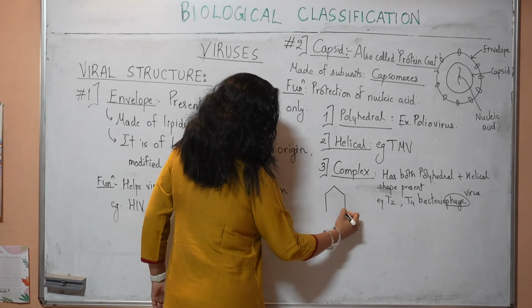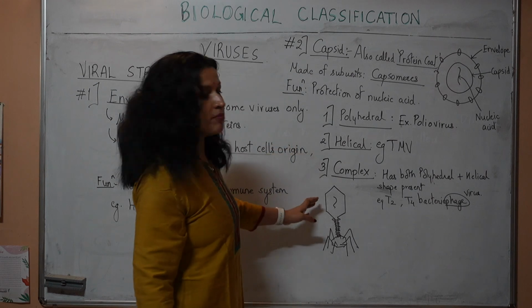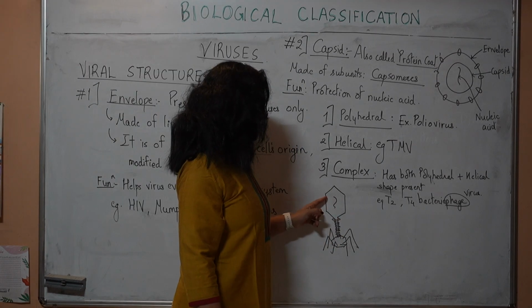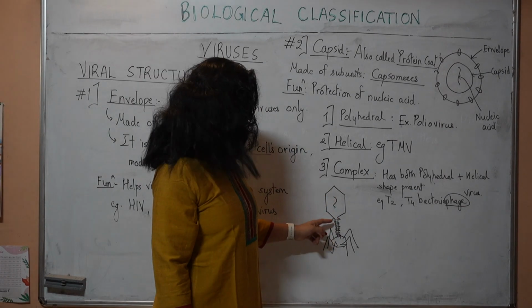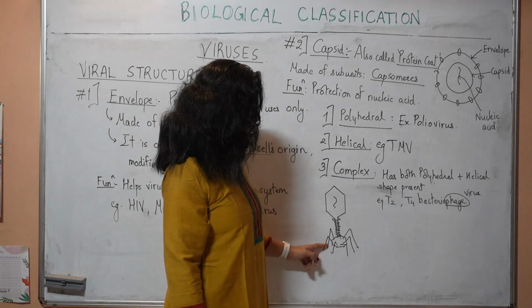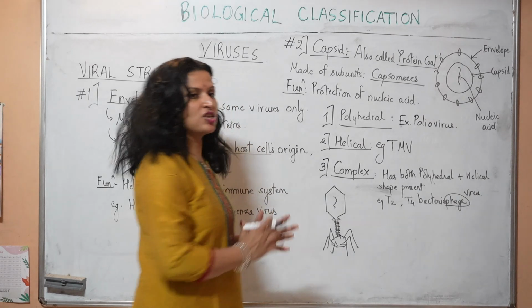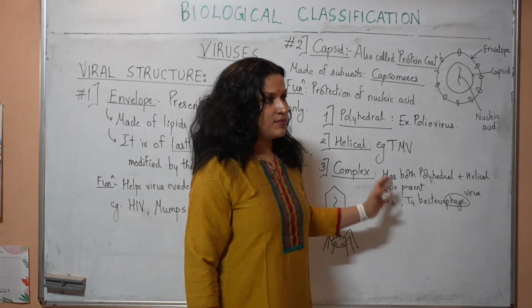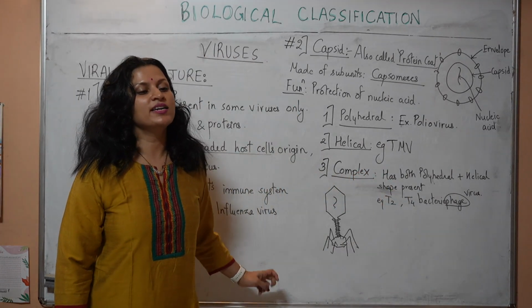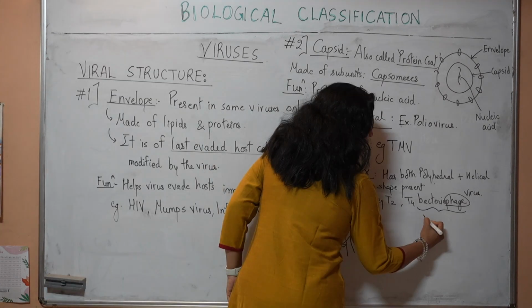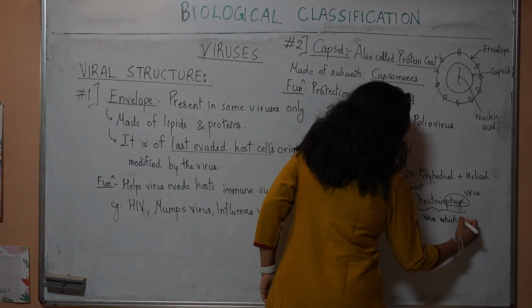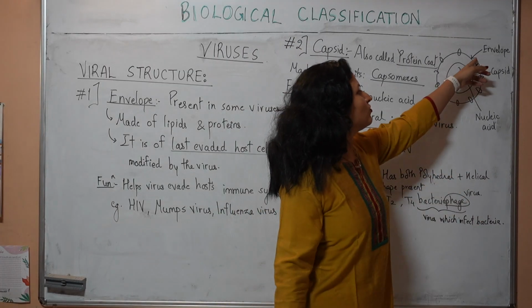What are these bacteriophages? So let's say this is the T4 bacteriophage. This is the polyhedral capsid which encloses the nucleic acid inside, and the rest of the things that you see over here, or everything, is made up of helical capsid. So it has both the shapes, and that's why it is called complex capsid. Bacteriophages are viruses that infect bacteria. So we are done with envelope, capsid.